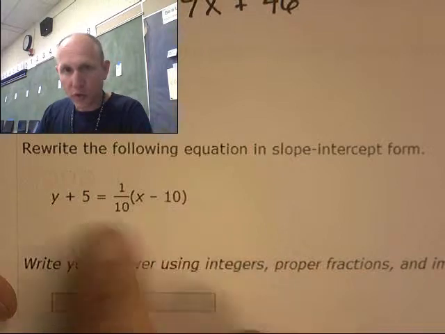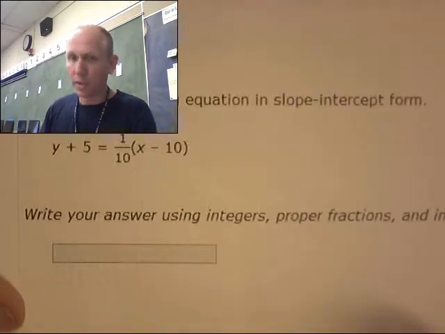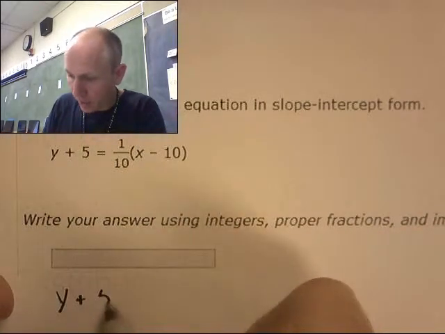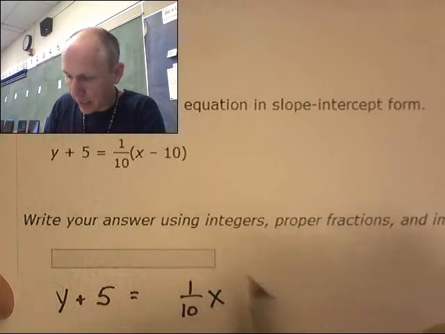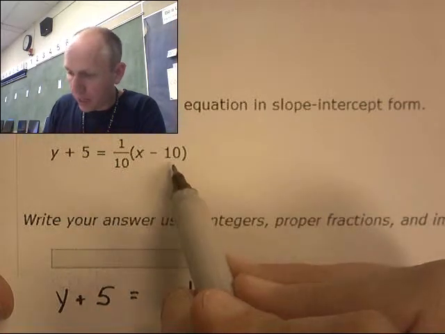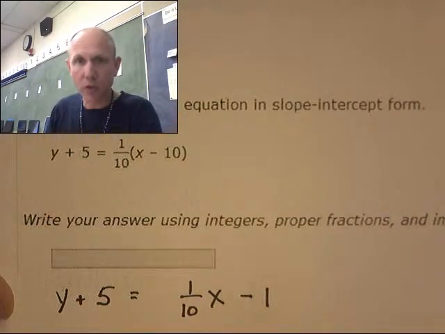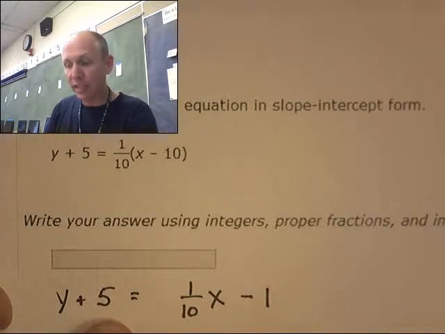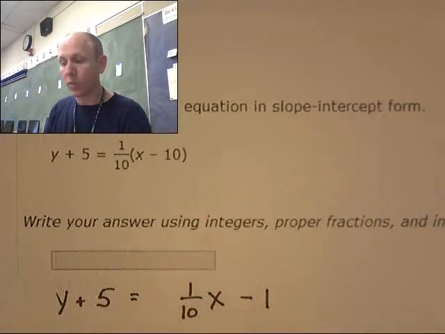Here's our next one. A little bit of distribution and then a pick and drop. Let's distribute that 1/10. y plus 5 equals 1/10 times x minus 10. 1/10 of 10 is 1, right? So there's the distribution. Now it's time to pick up. So I have 1 yak plus 5 air bubbles equals 1/10 of an x-ray minus 1 air bubble.